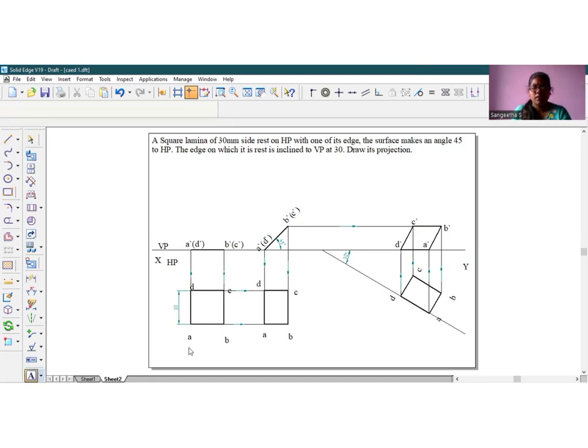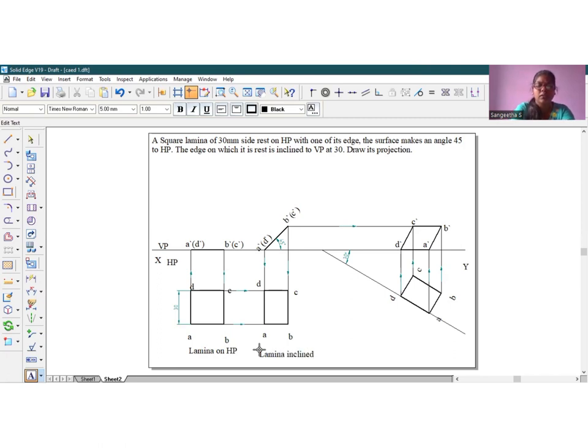Now here it is lamina on HP. Here it is lamina inclined to HP. Lamina inclined to, sorry, edge inclined to VP. Edge inclined to VP.